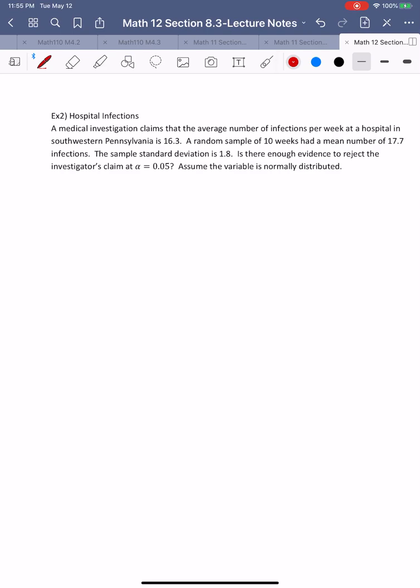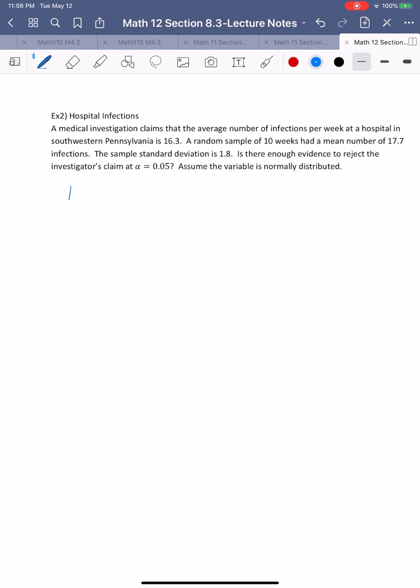So example 2, hospital infections. A medical investigation claims that the average number of infections per week at a hospital in southwestern Pennsylvania is 16.3. A random sample of 10 weeks had a mean number of 17.7 infections. The sample standard deviation is 1.8. Is there enough evidence to reject the investigation claim at alpha equal to 0.05? Assume the variable is normally distributed.